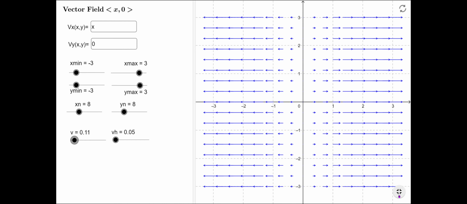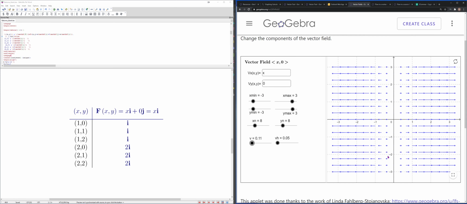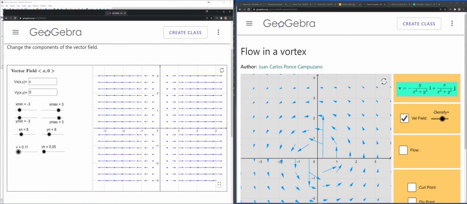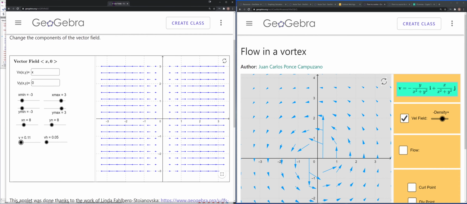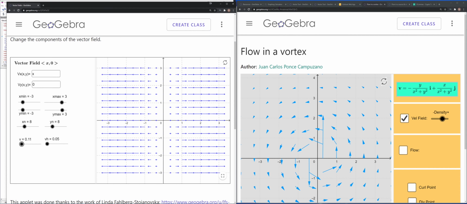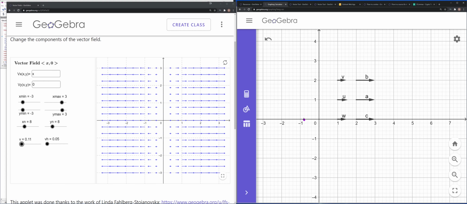If you compare this to what I had, it's the same picture. So if you completed this diagram and you plotted more points, then you would get what the software is giving you over here.